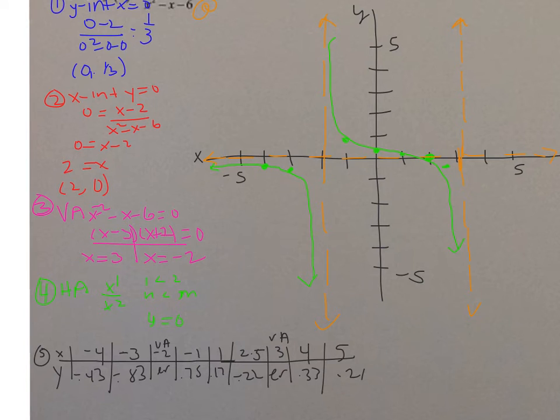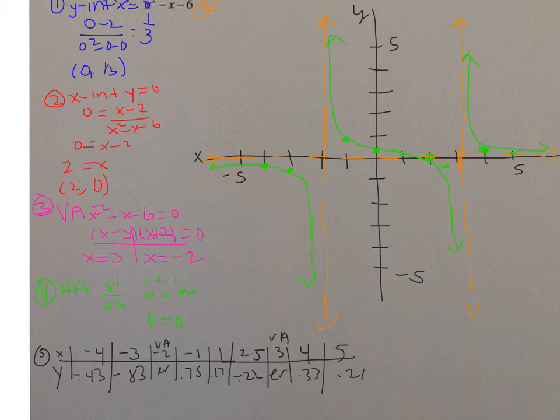And yes, I'm crossing my horizontal asymptote because that is the only asymptote you can cross. The vertical asymptote you can't cross at all. And at 4, I have 0.33. And at 5, I have 0.21. So it's getting closer. So it's going to look like this here. All right, so that's your graph.